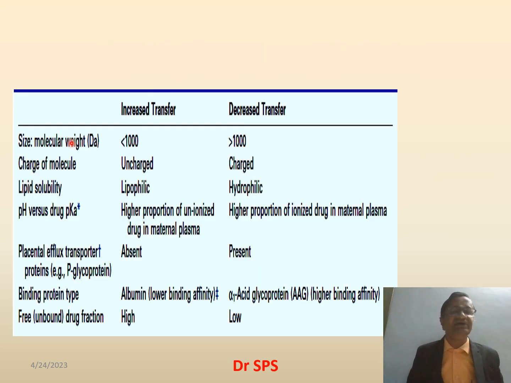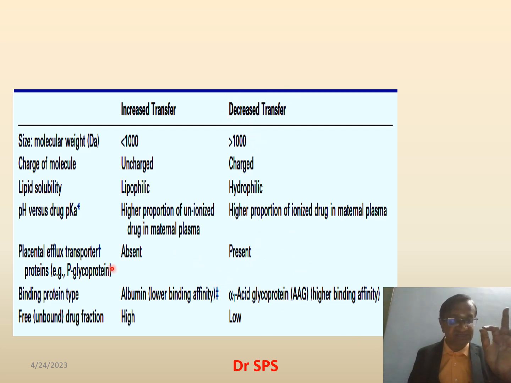So this is what we have. The molecular weight is less than 1000, increased transfer. Charged, uncharged transfer. Lipophilic transfer. Everything. Binding protein albumin is increased transfer. Glycoprotein alpha acid glycoprotein binding means decreased transfer.